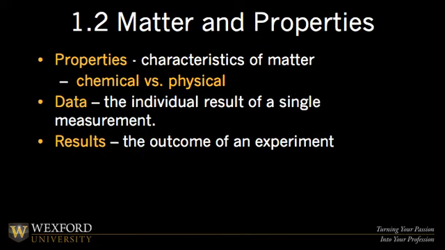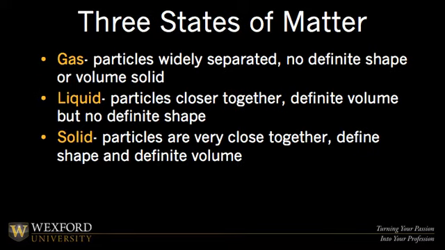Moving on to matter and properties, we see that properties are characteristics of matter, and again, they're both chemical and physical. If we look at data, it's the individual result of a single measurement, and results are the outcome of an experiment. Next, looking at the three states of matter, we see that there is gas, where particles are widely separated, and there is no definite shape or volume.